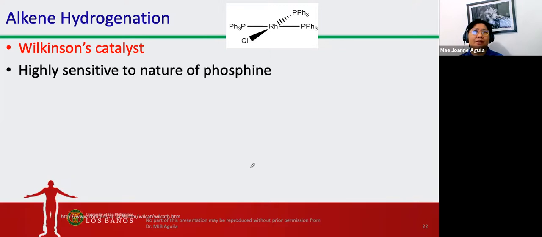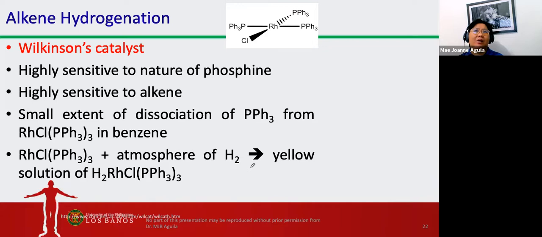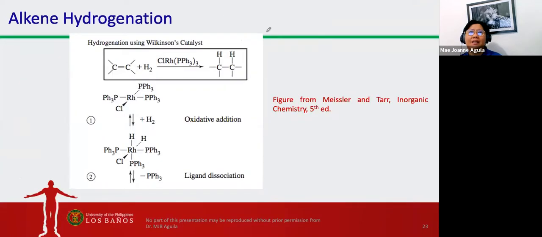So some observations that they found: the reaction is highly sensitive to the nature of the phosphine, so if you change those phosphine groups, it changes; and highly sensitive to the alkene. There is a small extent of dissociation of triphenylphosphine from the Wilkinson's catalyst in benzene. And when you have the Wilkinson's catalyst in the presence of atmospheric hydrogen, you'll generate this species. So basically, hydrogen added into the metal. Taking that into consideration, they did a lot of reactions and experiments on this, and they were able to generate a mechanism showing how this works. That one is presented in the next two slides.